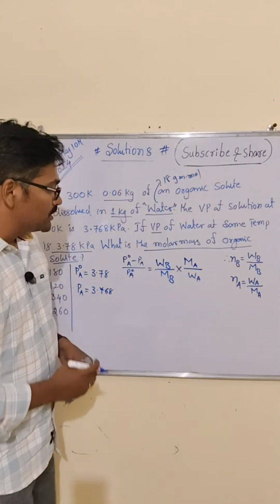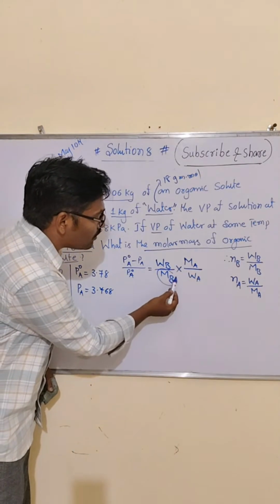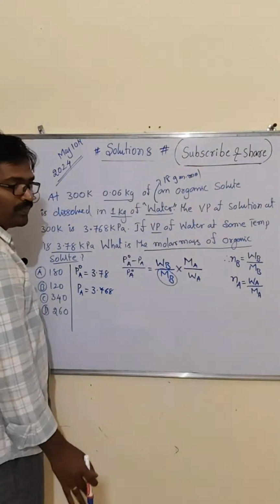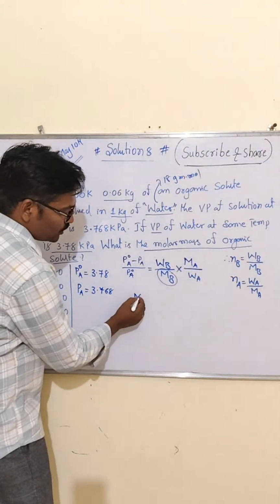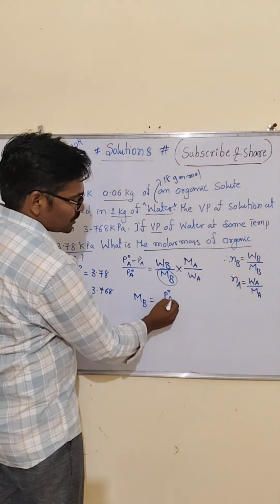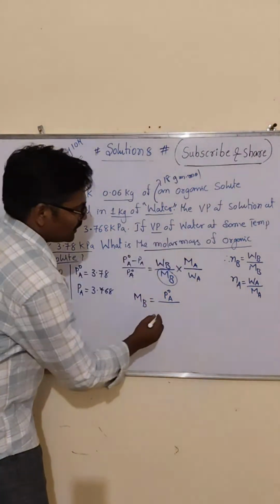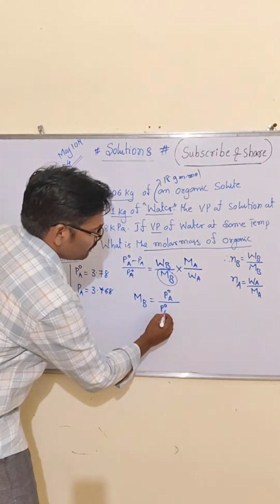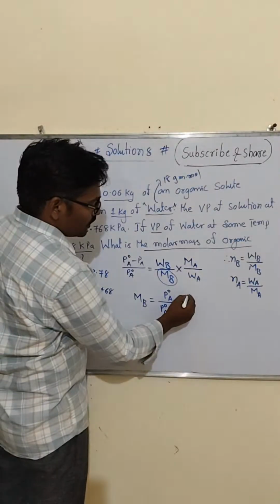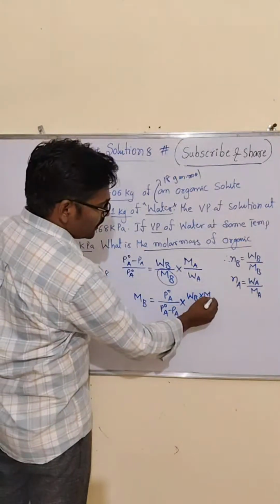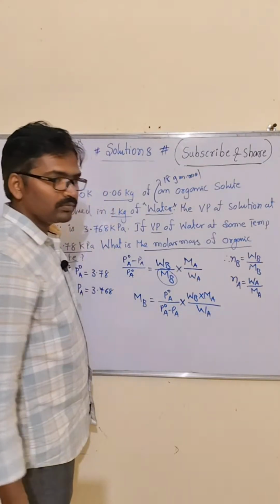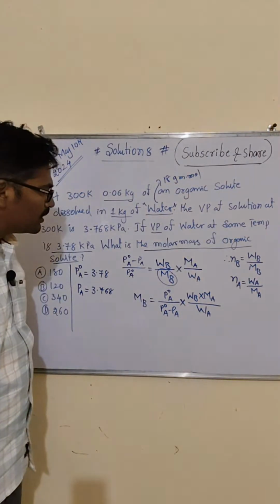This is the formula. In this formula, the molar mass of the solute is required. So the molar mass of the solute, that is MB, is equal to P naught A, reversed, divided by P naught A minus PA, into WB into MA divided by WA. Clear? Understand, all of you?